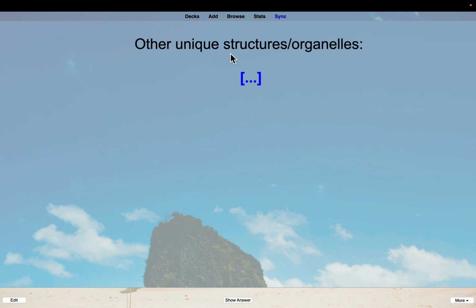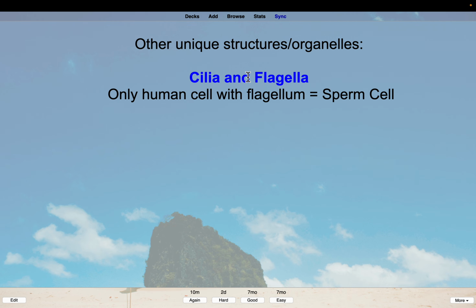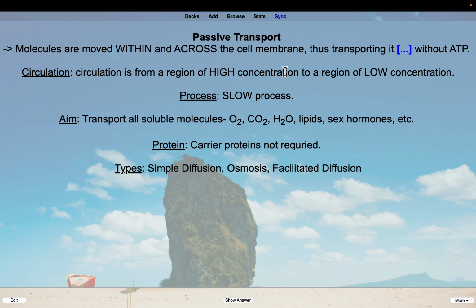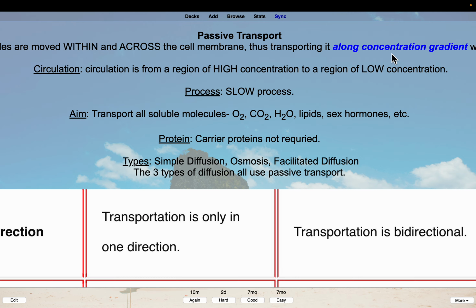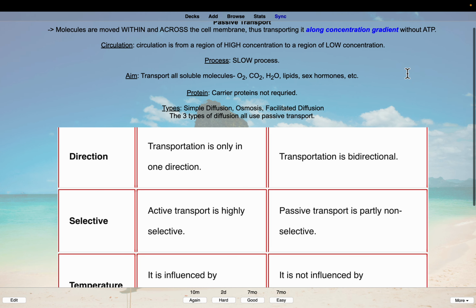Other unique structures or organelles, we have cilia and flagella. The only human cell with a flagellum is the sperm cell. That's it. Passive transport. Molecules are moved within and across the cell membrane, therefore transporting them along a concentration gradient without ATP.